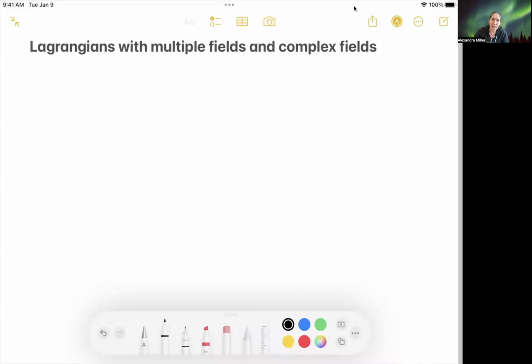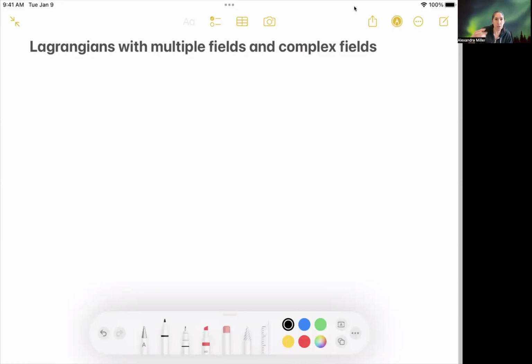Hi. When studying field theory, we're going to want to study Lagrangians that have more than one field. After all, each particle is going to have an associated field. So if we want to study a system of multiple different types of particles, then we'll need a Lagrangian with different types of fields in it. So let's think about the simplest Lagrangian that we could write down with more than one field.